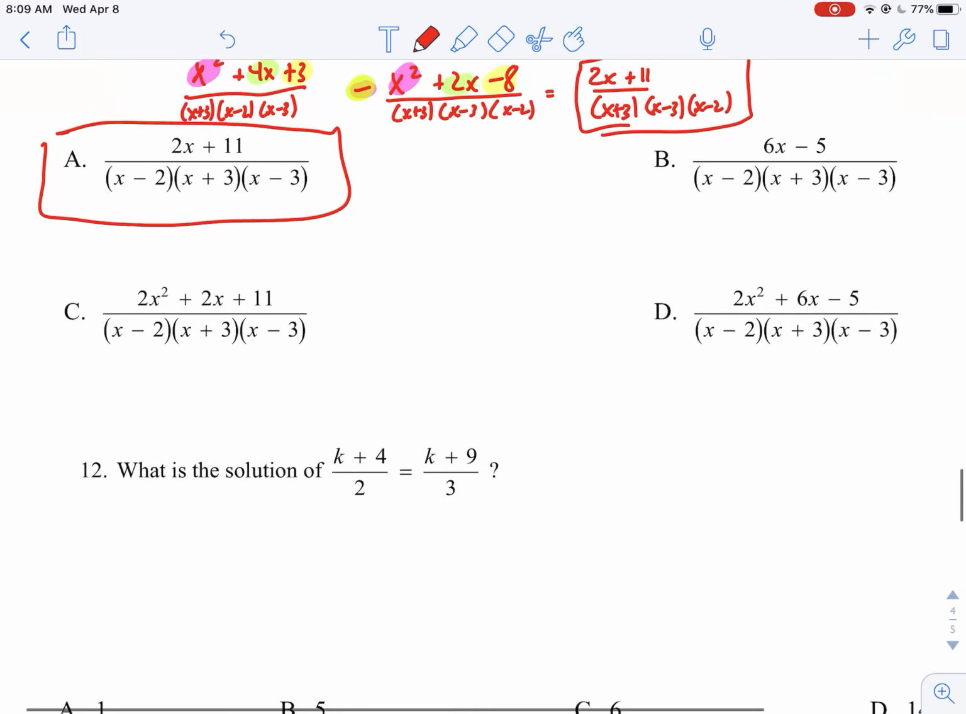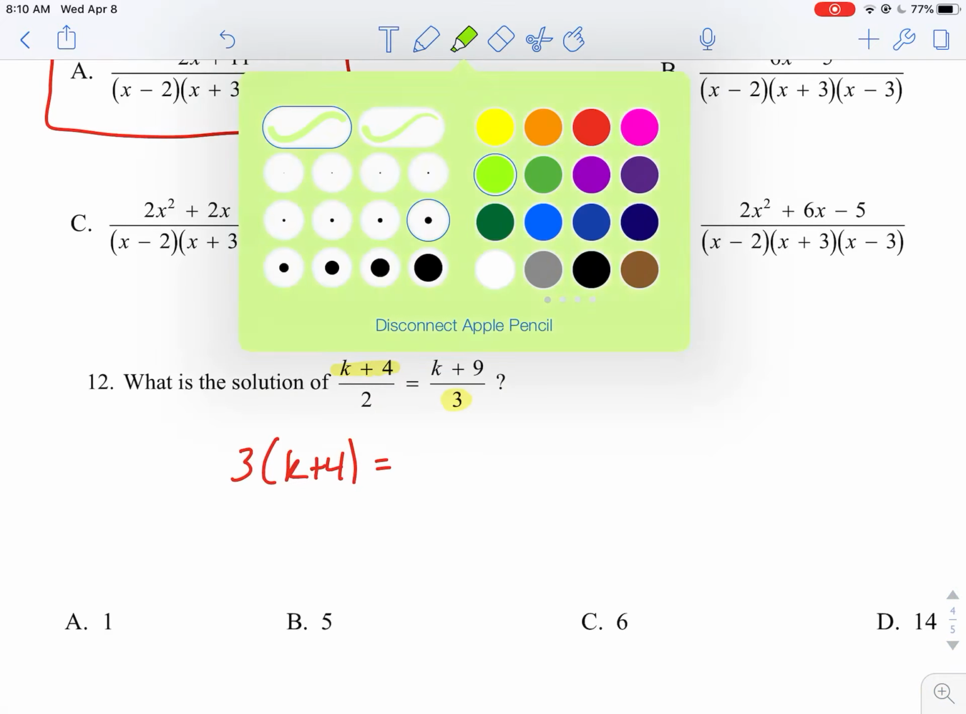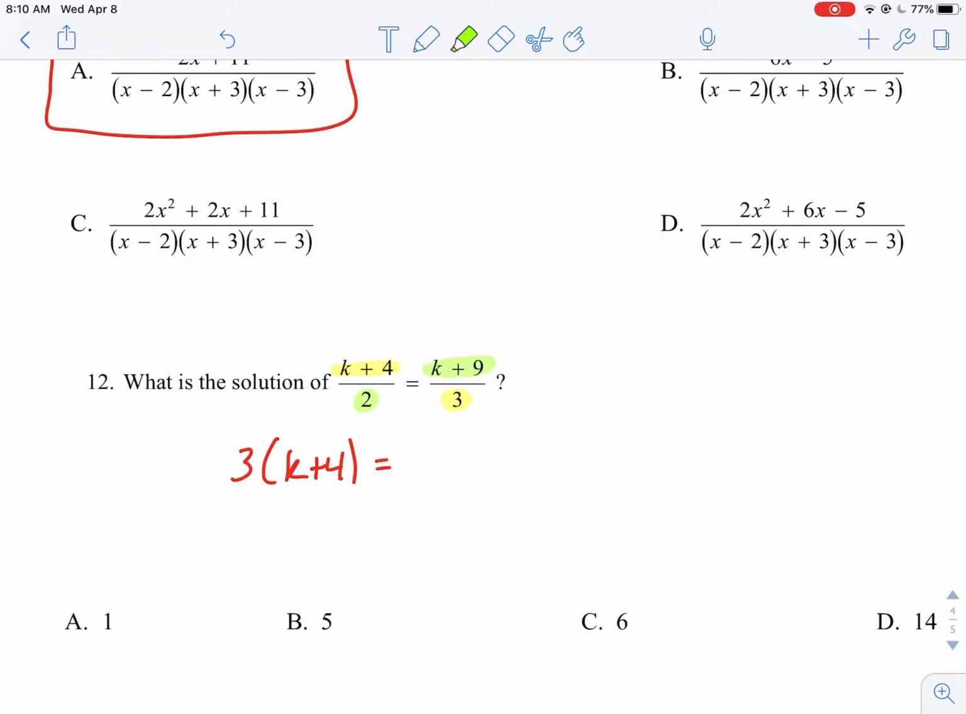Okay. All right, now what we're looking at here, what is the solution? This is a little bit different. We're not adding or subtracting or multiplying, dividing. We are, in fact, solving. Recall that when we're solving, we're going to do some cross multiplying. So I'm taking k plus 4 times 3. So I'm going to write that out. And that should be equal to taking 2 times k plus 9.